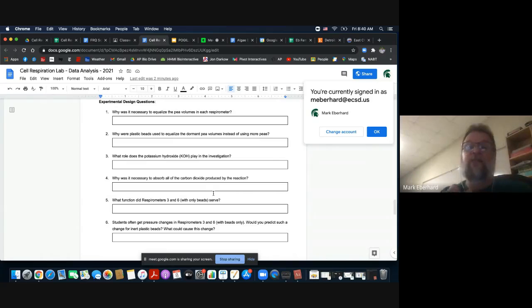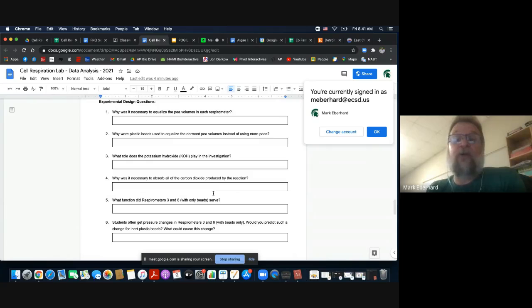2. Plastic beads were used because we did not want to have different numbers of peas. Because if we just added more peas, then the respiratory rate could have changed simply because you had more individuals respiring. So by adding plastic beads, you were stabilizing the volume, but you weren't adding any more organisms that were capable of respiring. So you were keeping the number of respiring organisms consistent. Yes, no?